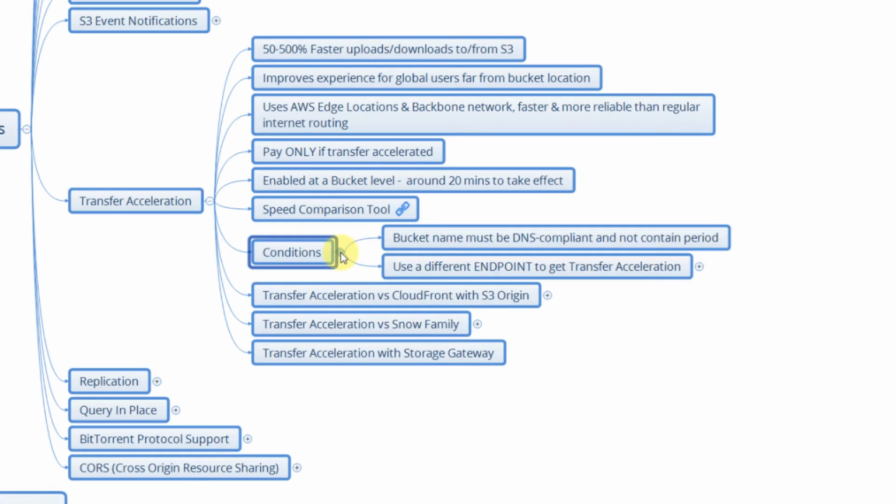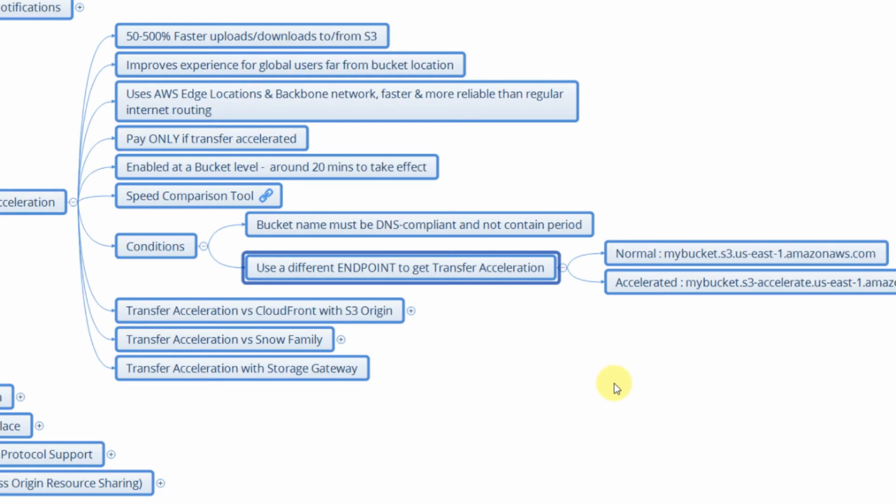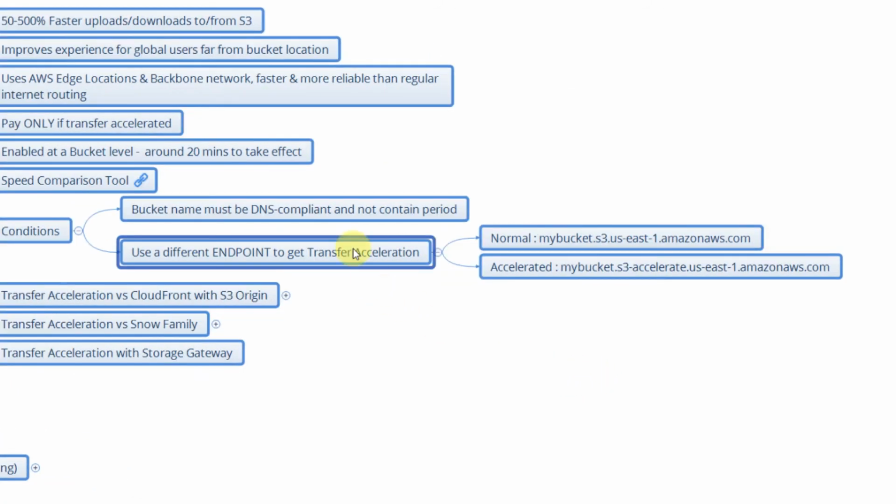Now, there are certain conditions to use transfer acceleration. The bucket name must be DNS compliant and not contain a period. And the endpoint to use to get transfer acceleration is different from the normal URL. So if the normal URL looks like this, then the accelerated URL looks like this, S3-accel.